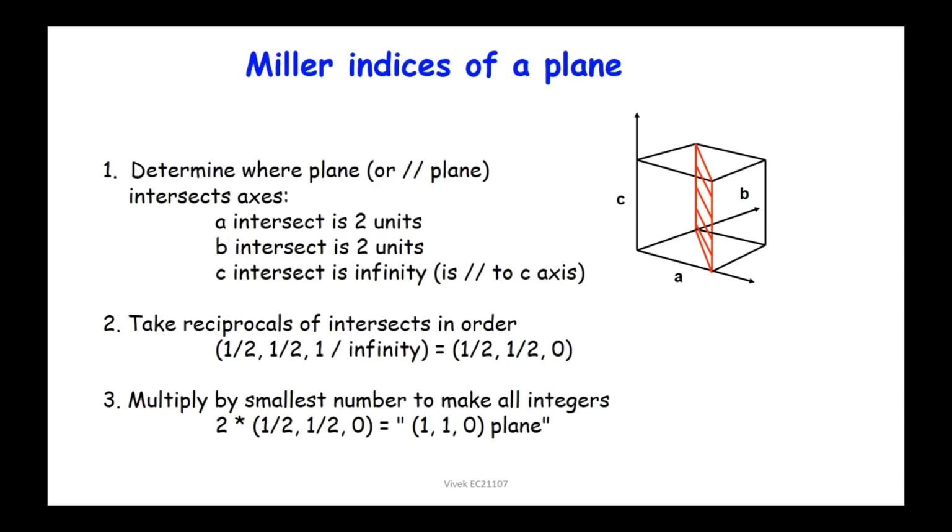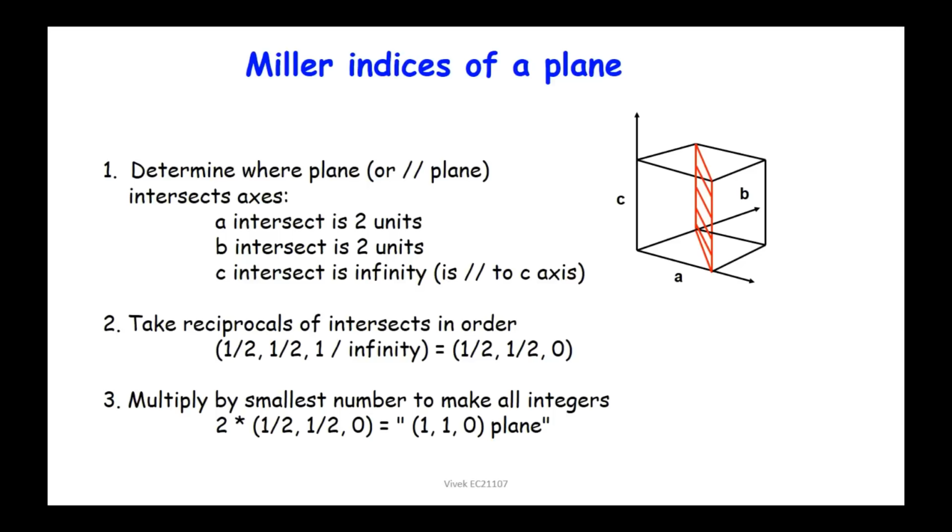So there is a procedure to find out the Miller indices of a plane. If you want to determine the plane's Miller indices, you find out the intercepts. So for example, let's say this plane intersects at 2a along the x-axis, 2a along the y-axis, and at infinity along the z-axis. So you note down these three intercepts for x, y, and z.